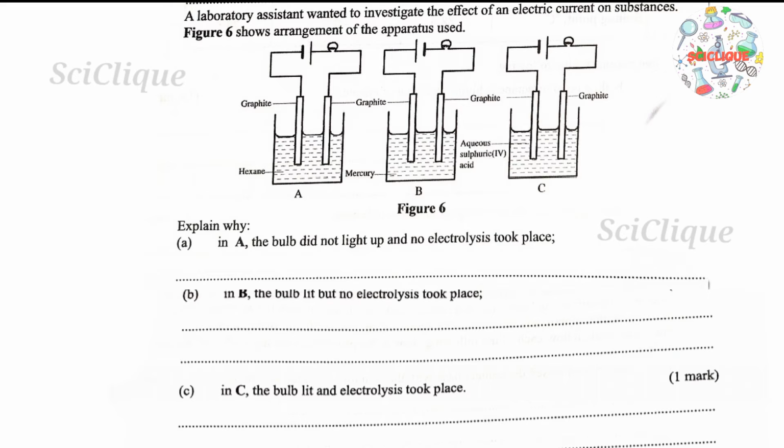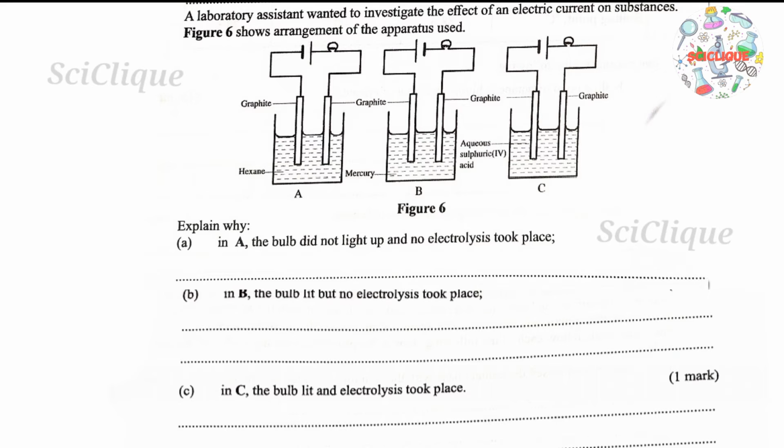Now, aqueous sulfuric acid will dissolve in water and then dissociate to form 2 ions, hydrogen ions and sulfate ions. Due to the presence of the mobile ions, this will be able to conduct electricity, so it can act as an electrolyte. Part B, we have mercury. Mercury is a metal. Metals contain delocalized electrons. So yes, it can also conduct an electric current.